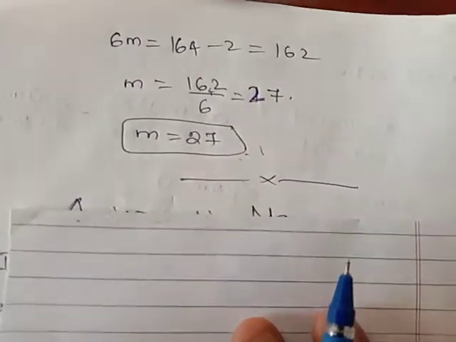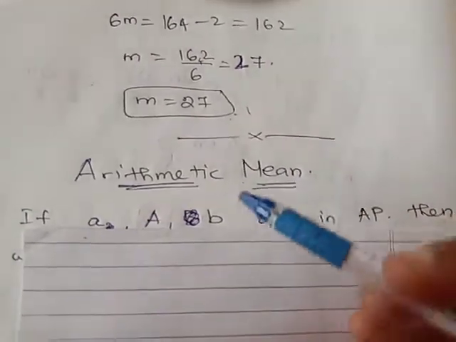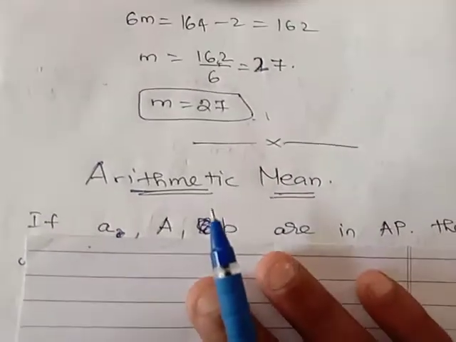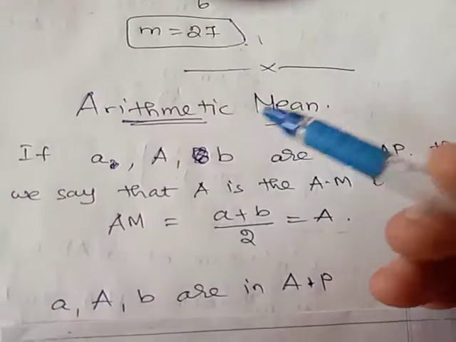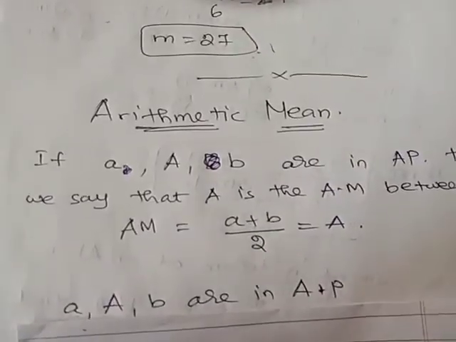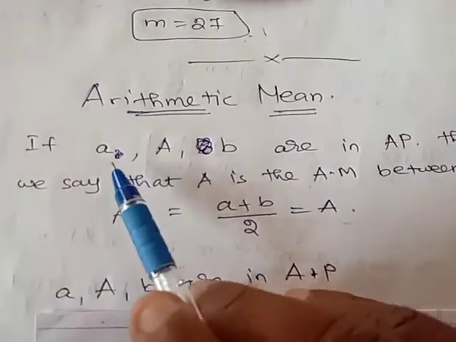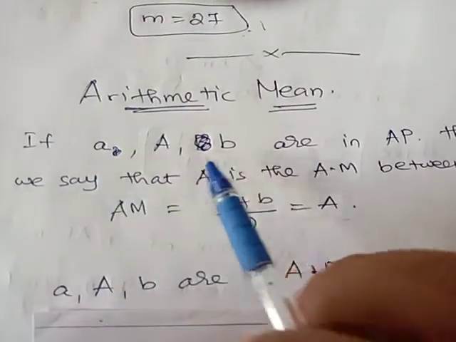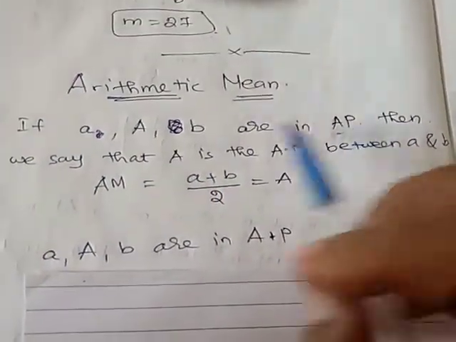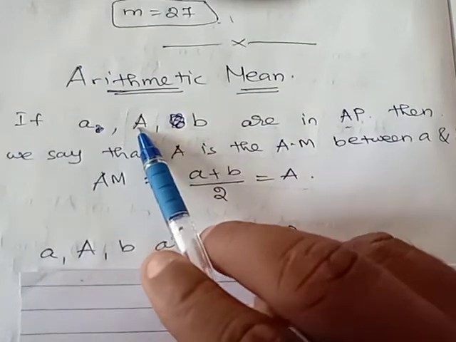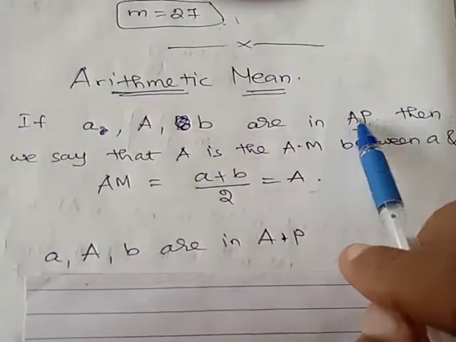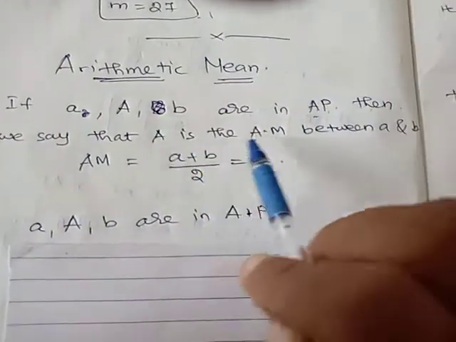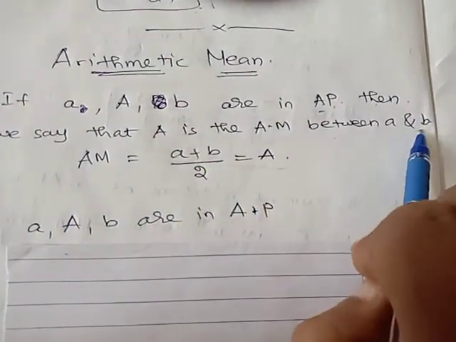Now we are going to see about arithmetic mean, which is also a concept in arithmetic progression only. Now we will learn about arithmetic mean, and then we will solve problems related to this concept. If small a, capital A, small b are in AP, it means that small a is the first term, capital A is the second term, small b is the third term of an AP. Then we say that capital A is the arithmetic mean between a and b.